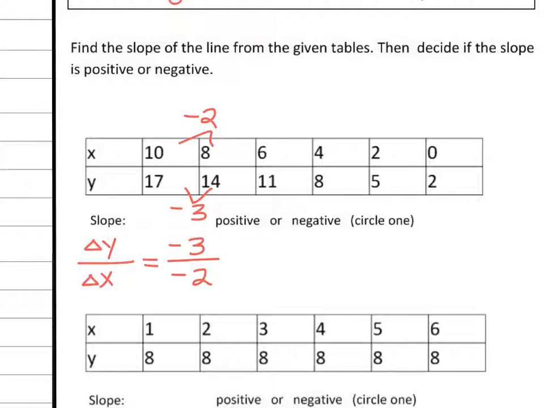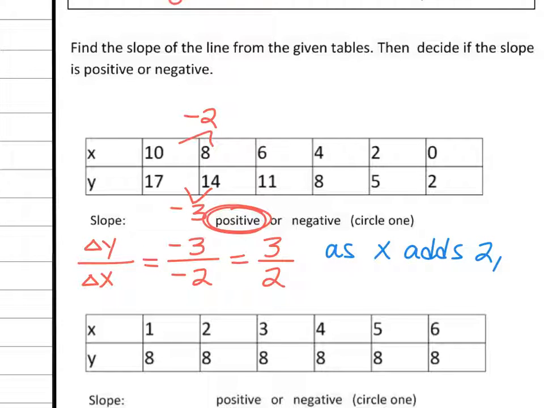But here's the thing. Negative divided by negative is a positive. So let's change this to +3/2 and just kind of get rid of those negatives. So our slope is +3/2. So circle positive. This means as x adds 2, what does the y do? Because these are both positive, it adds 3. It adds 3.